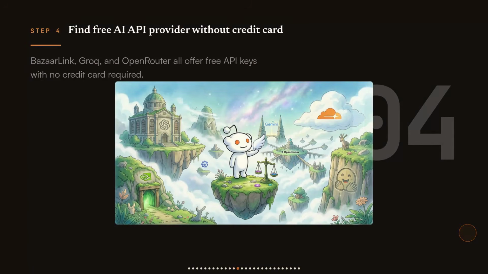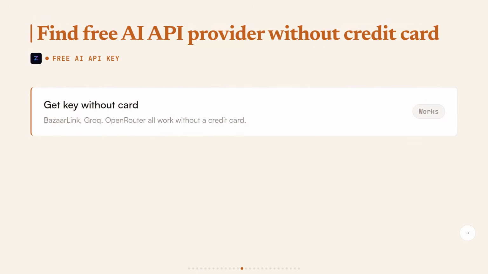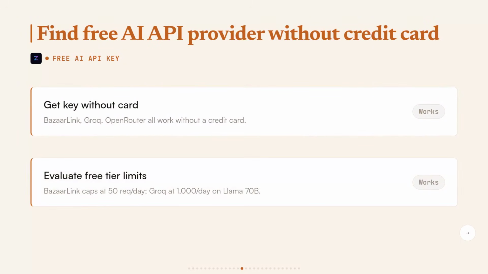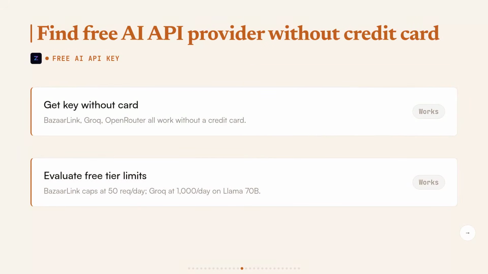Step 4. Find a free AI API provider that doesn't ask for a credit card. OpenAI stopped offering free API access, so if you've been searching for a free OpenAI key, you're going to hit a wall. But there are real alternatives with better free tiers than OpenAI's paid intro tier. I looked at 3 solid no-card options. BazaarLink gives you 50 requests per day free with no waitlist. Grok gives you 1,000 requests per day on Llama 70B, and OpenRouter opens up about 55 free models through a single key. BazaarLink's 50 request cap is pretty tight for anything beyond light testing, so Grok is the better pick if you need real throughput.